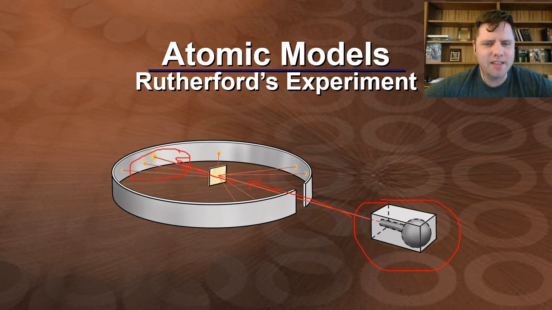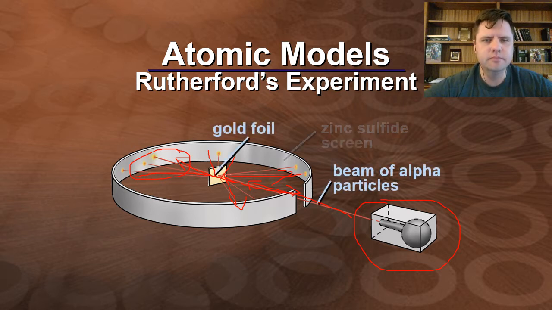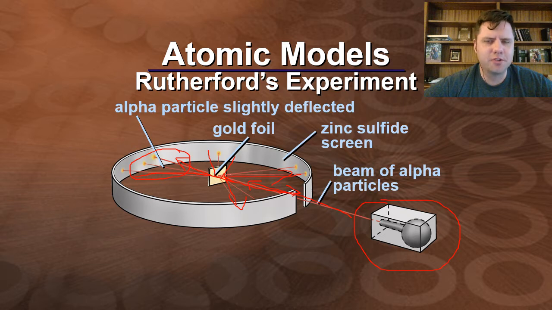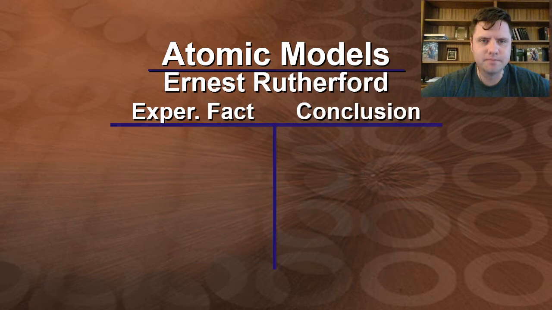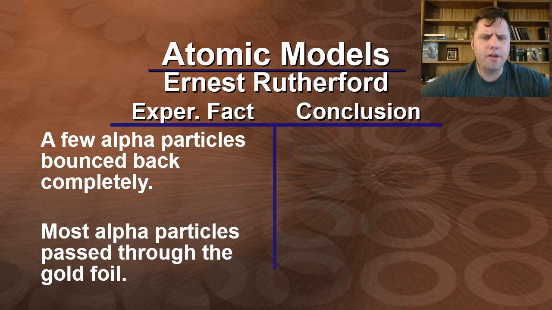But the oddity that they discovered was that there were a few that were deflected, like this, but then there were even fewer, but there were at least a few that got deflected almost straight back from the direction from which they were coming, which made him start to wonder exactly what is the makeup of the atom. So he has a zinc sulfide screen is what this is made of, and these alpha particles being slightly deflected, but then other ones that are being deflected. So a few alpha particles bounce back completely, while most of them pass through the gold foil.